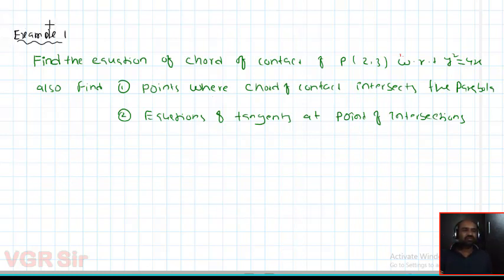Okay students, next, example 3. Find the equation of the chord of contact of (2, 3) with respect to y square equal to 4x. That is one problem. Also find the points where the chord of contact intersects the parabola, and the equations of the tangents at the points of intersection. Three problems are there. One by one I will explain.